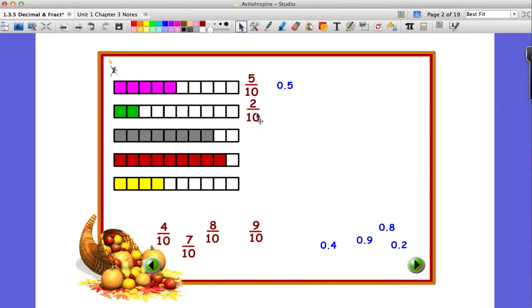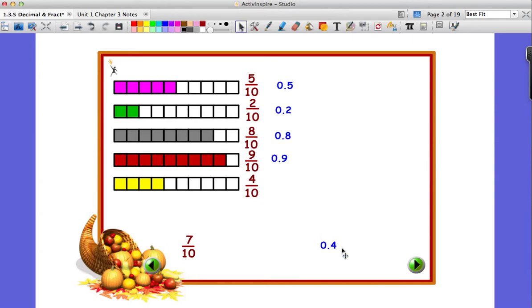For the next one, you had 2 colored in, so that would be 2/10, and we'd find the matching decimal. Here we have 8/10 and 8/10. Notice that it sounds exactly the same when we say it as a fraction and as a decimal. On the next one, we have 9/10 and 9/10. And on the last one, we have 4/10 and 4/10.